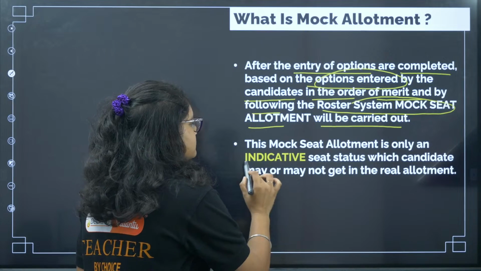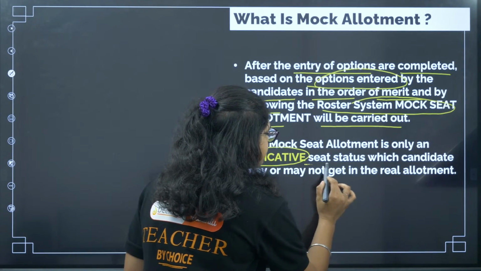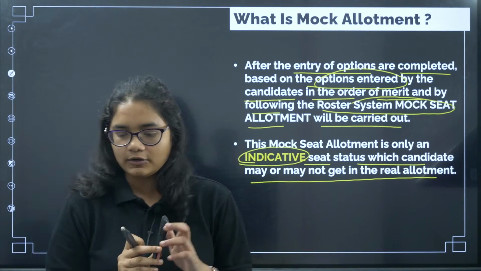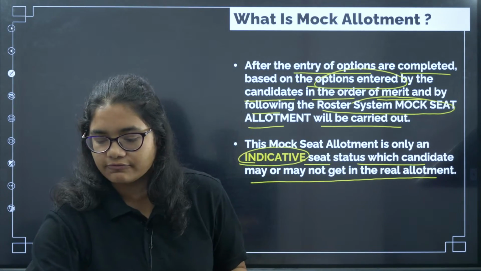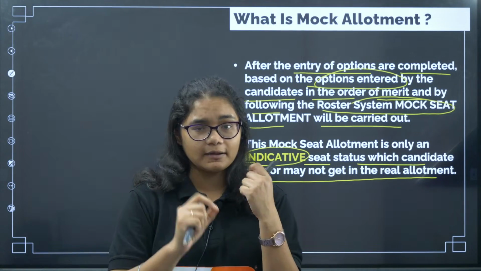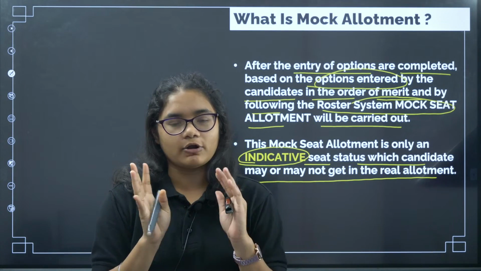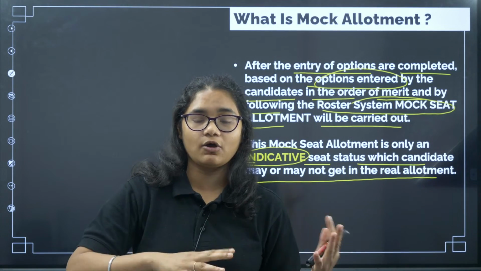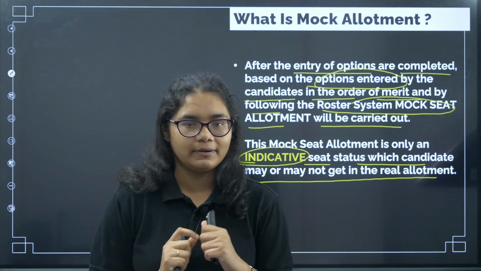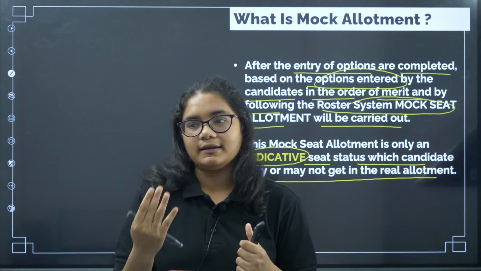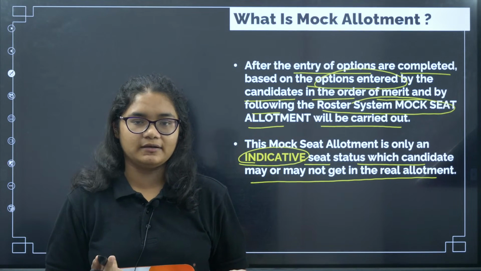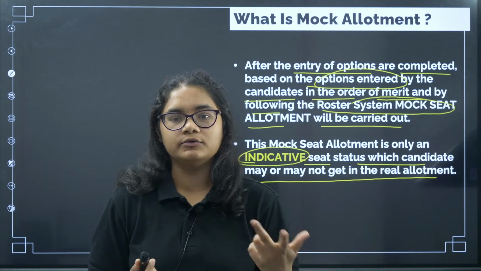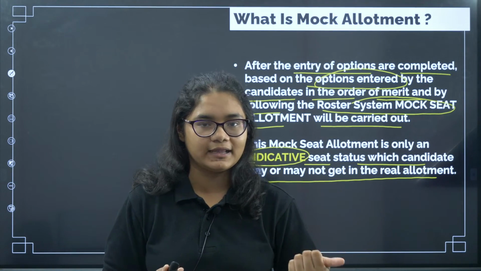Okay, so this mock allotment is only an indicative seat status which a candidate may or may not get in the real allotment. So here 2 things I want to clarify. The first one is the college that you have got in the mock allotment results, that is not confirmed. That is not the college that you may or may not get in the final allotment results. But it will give you an indication that based on your option entry, your cutoff and your rank, which college and course you would be getting. That is just an indication.